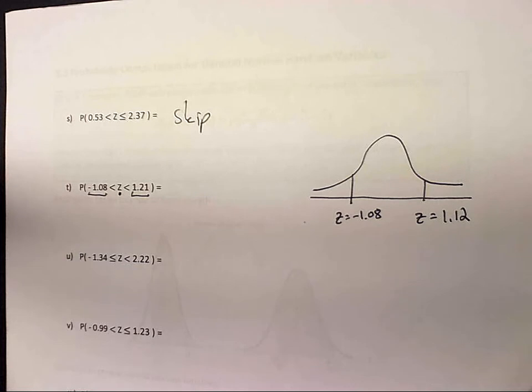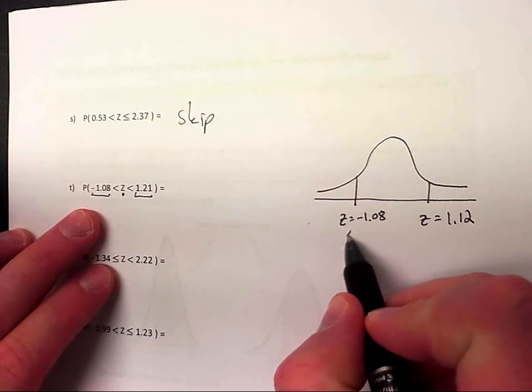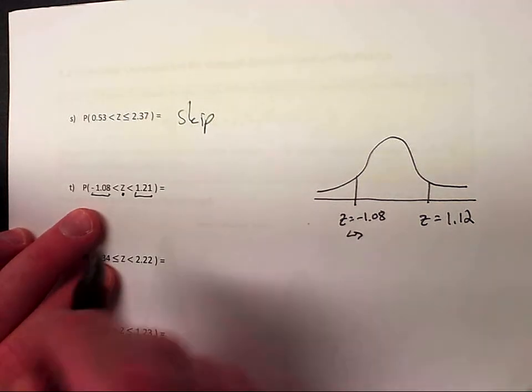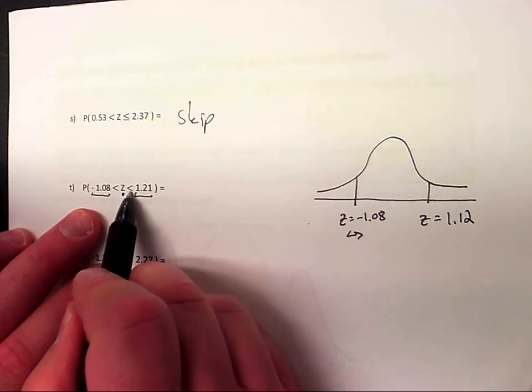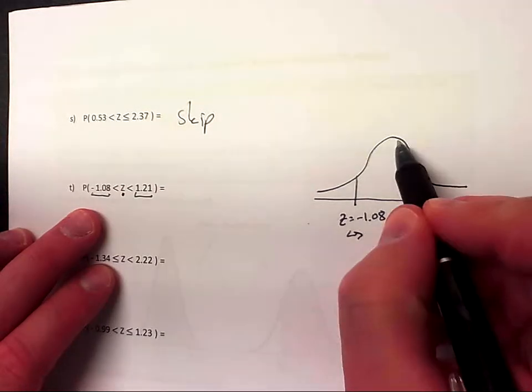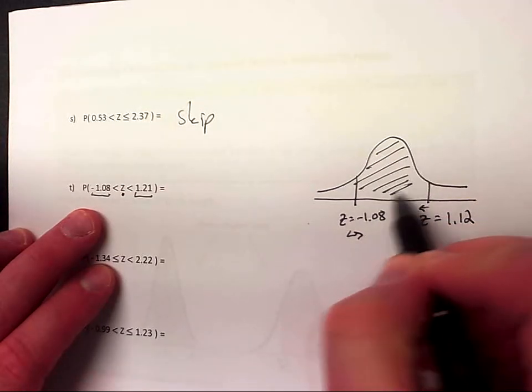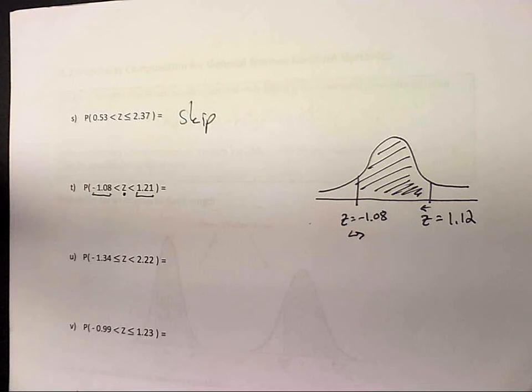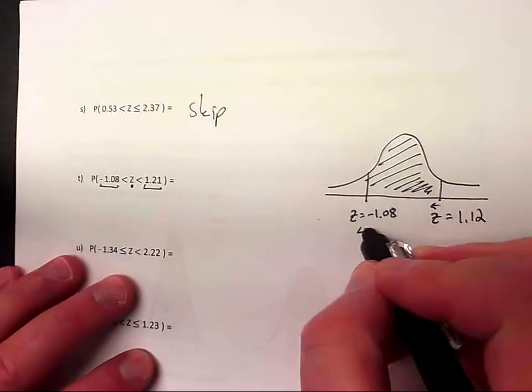After we annotate those two numbers on our graph, we want to find out which direction we're shading in. Well, we want to be greater than negative 1.08. So greater than is to the right of it. But we want to be to the left of 1.12 since we want to be less than 1.12. So therefore, we're going to be shading in this area right here. Is everybody good with shading in that area? All right.